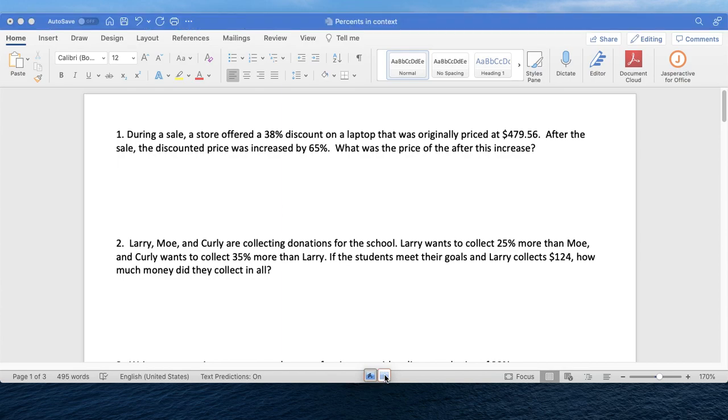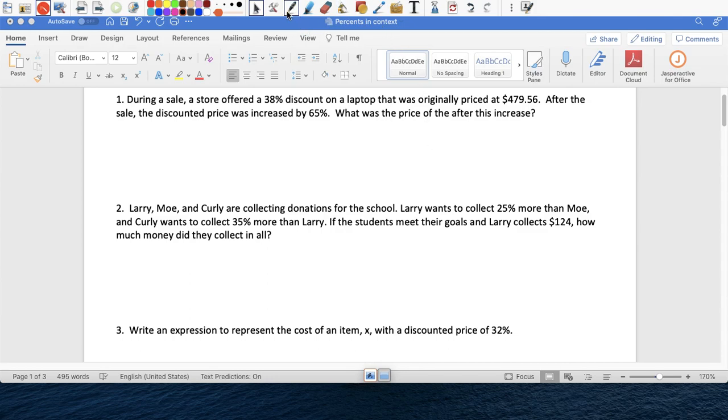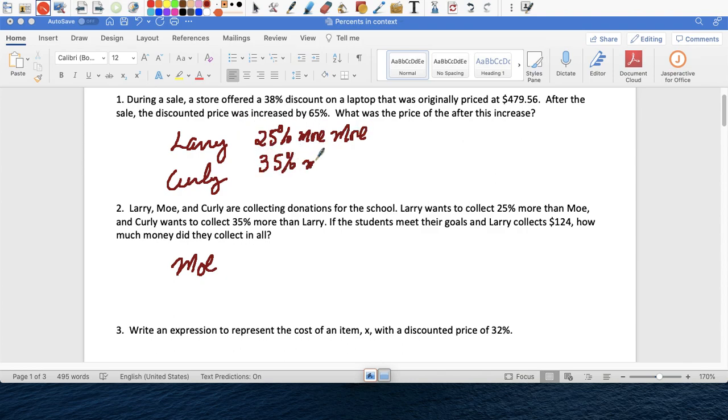Okay. All right, this one, I'm pretty sure was on the test last year, so you might want to put a little circle around this question. So we have three guys, Larry, Curly, and Mo, and it says Larry wants to collect 25% more than Mo. So whatever Mo had, tack on 25% of whatever Mo had. Curly wants to collect 35% more than Larry.